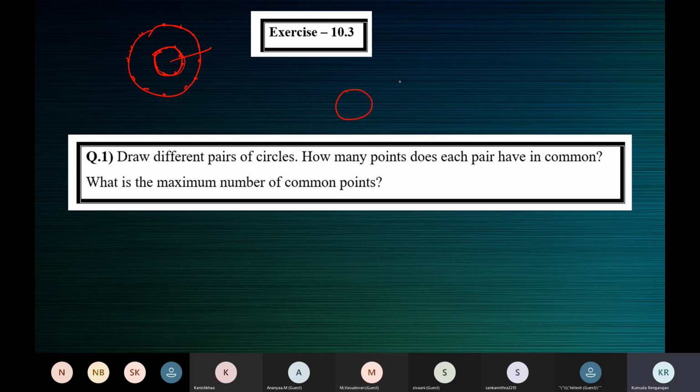When you draw a circle like this and another circle like this. So two circles, we have to draw different pairs. See, this is one pair. This is another pair of circles. Now this circle has so many points on it, and this circle also has so many points on it. But is there any point which is common to the two circles? No. There is no point common to the two circles. This circle and this circle, they have nothing in common.